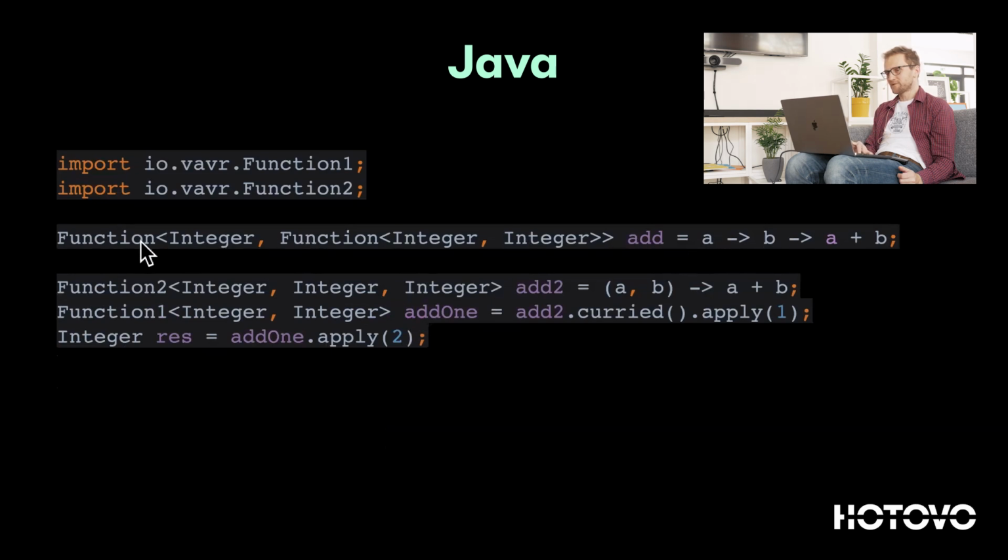but the types here are fully typed. This implementation is basically this type. So we have a function that takes an integer and returns a function that takes an integer and returns an integer again. So this is like a manual version of the curried add.